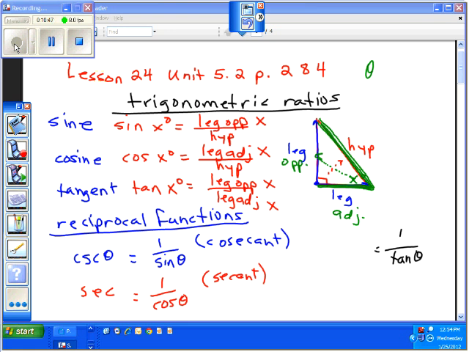So the reciprocal of tangent is cotangent, which we write out like that. So the three main trigonometric ratios are sine, cosine, tangent. Their reciprocals are cosecant, secant, and cotangent.